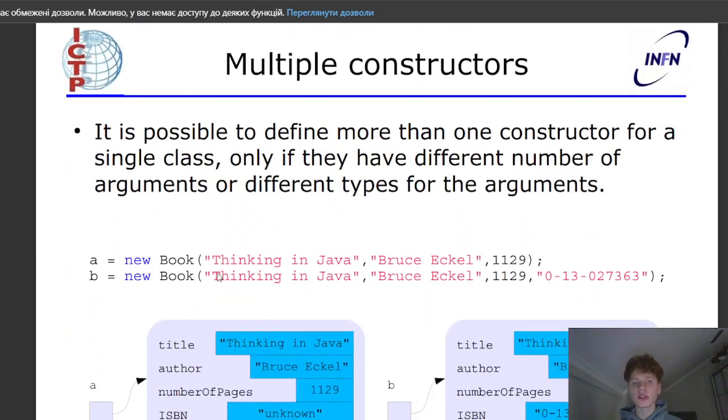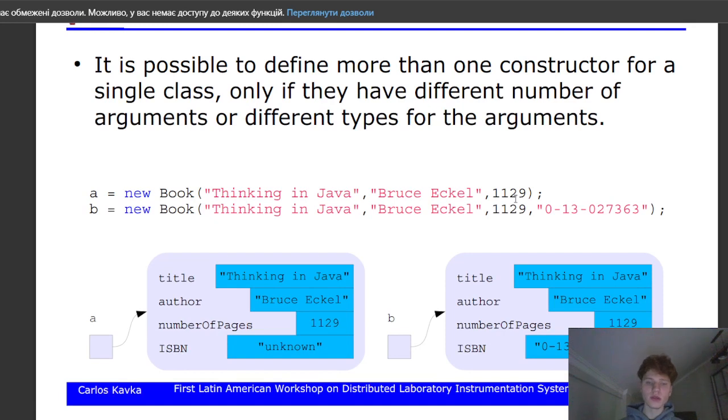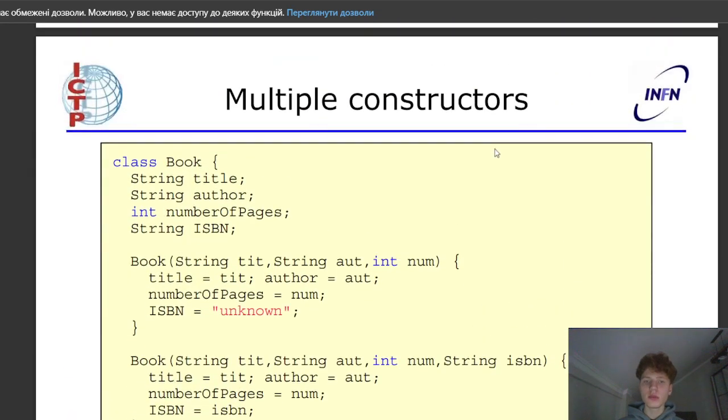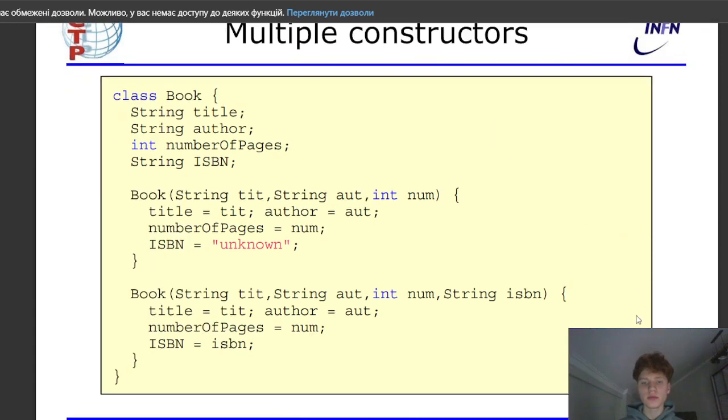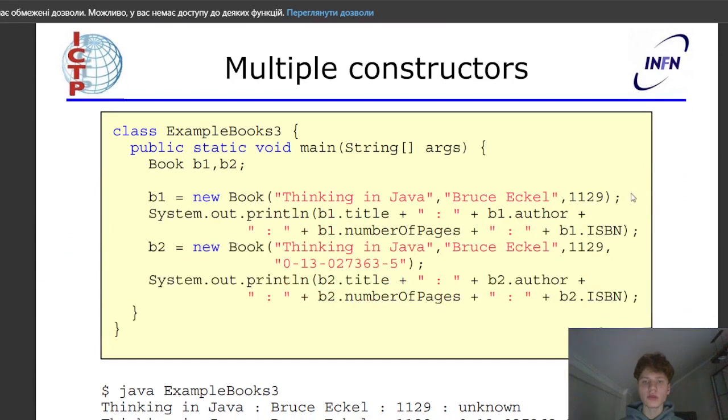Multiple constructors. It's possible to define more than one constructor for a single class, if and only if they have a different number of arguments or different types for the arguments. Example. Multiple constructors, example. Multiple constructors, second example.